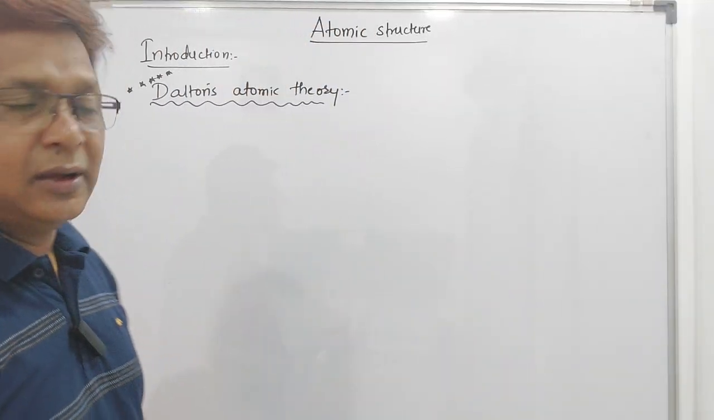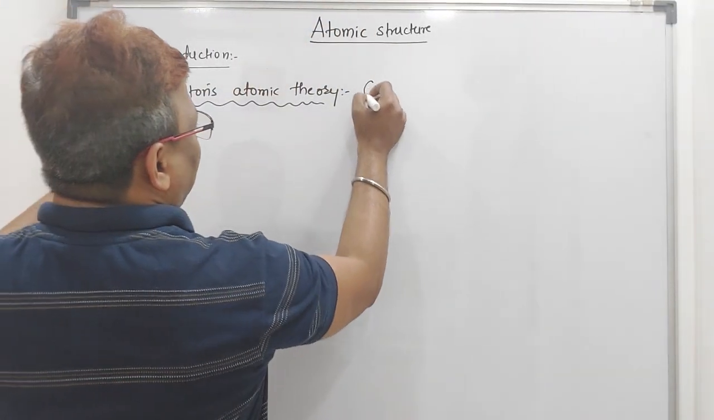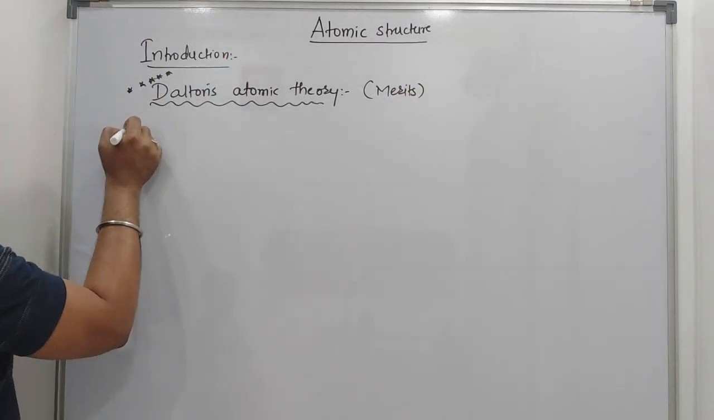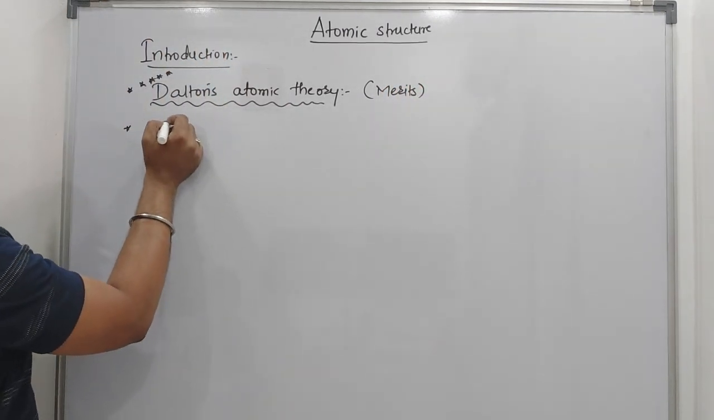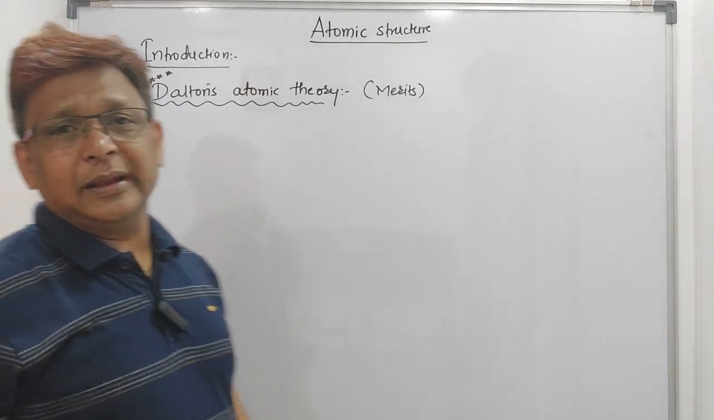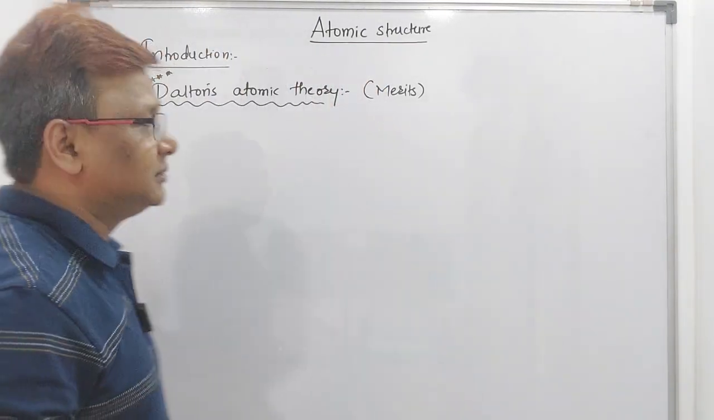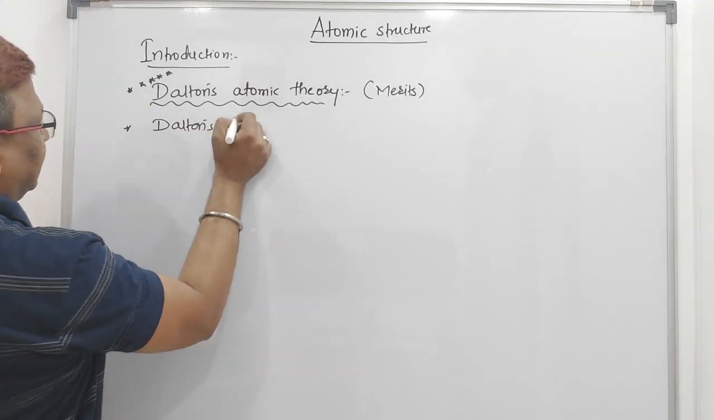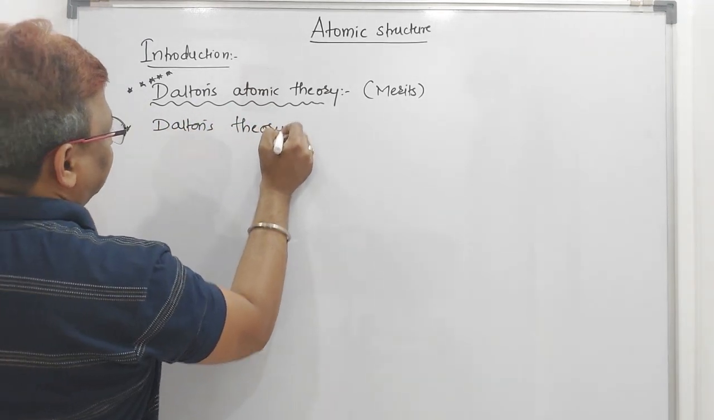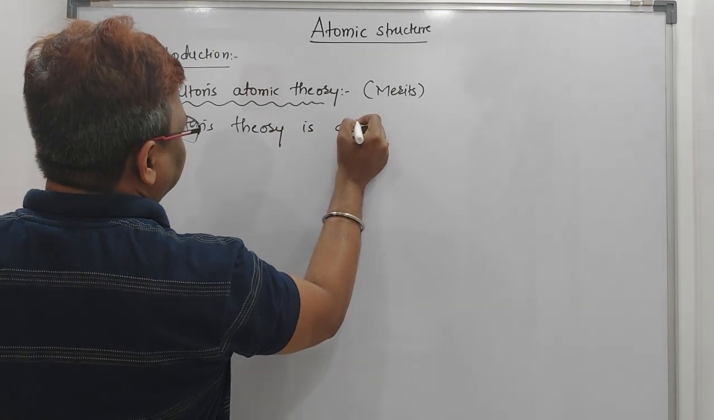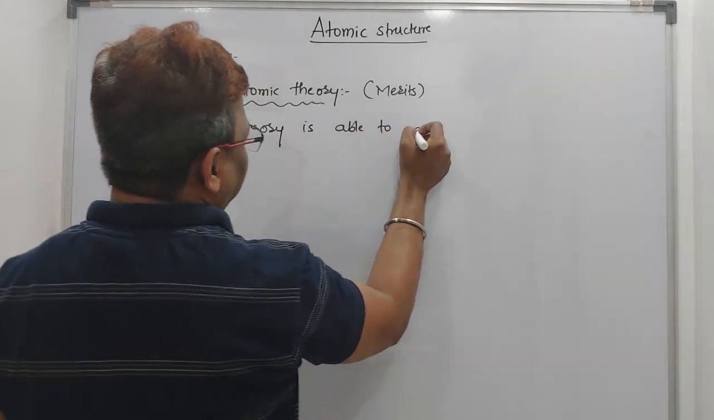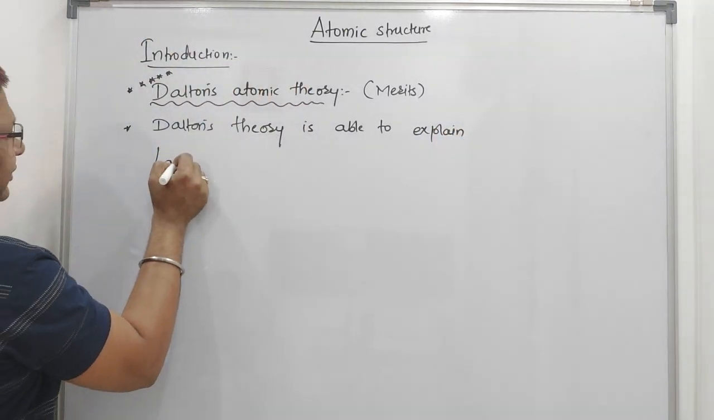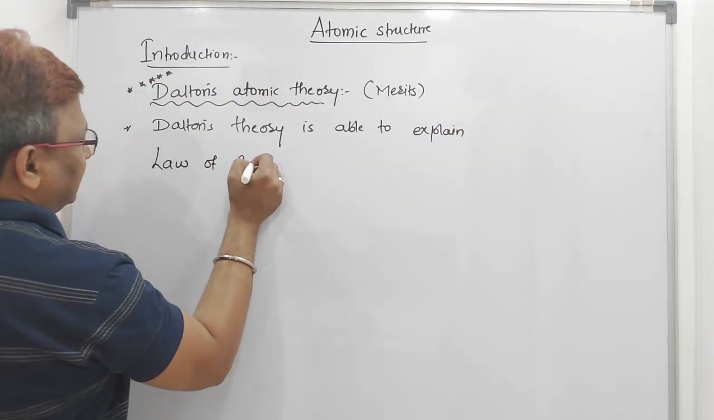But now we'll see what are the merits of Dalton's atomic theory. The merit of Dalton's atomic theory is that he is able to explain the law of conservation of mass. Means we can say Dalton's theory is able to explain the law of conservation of mass.